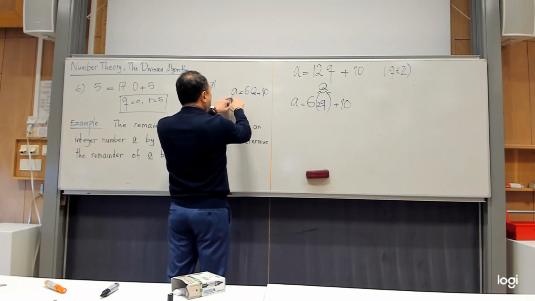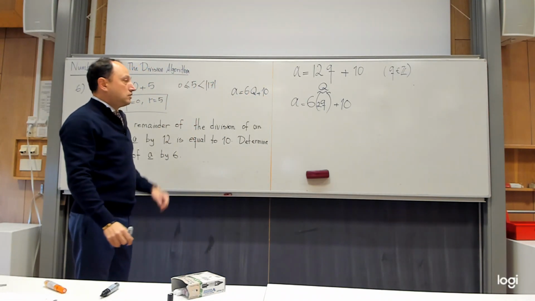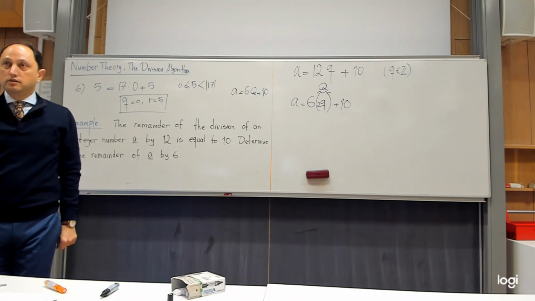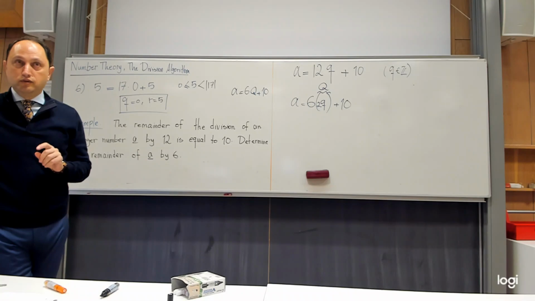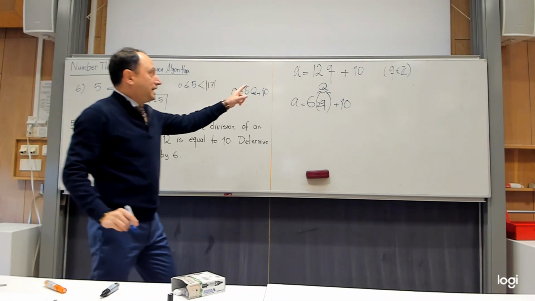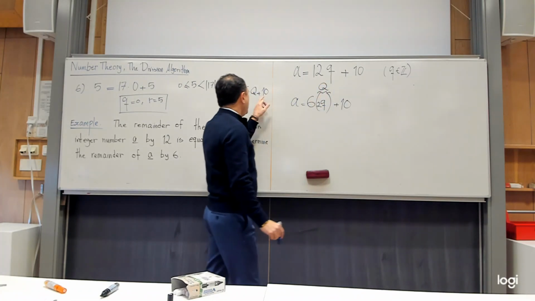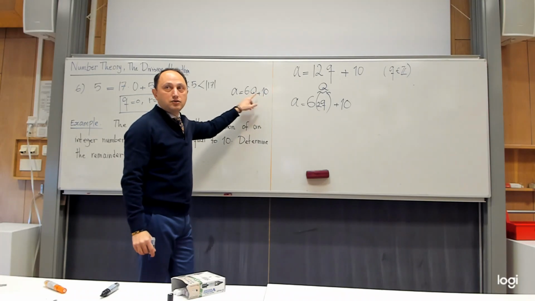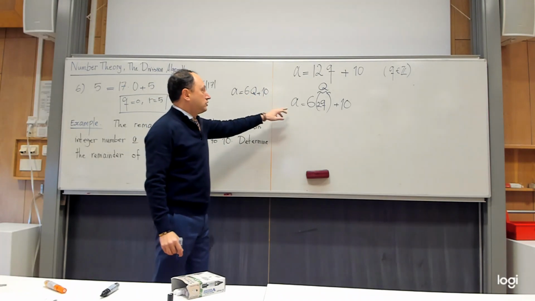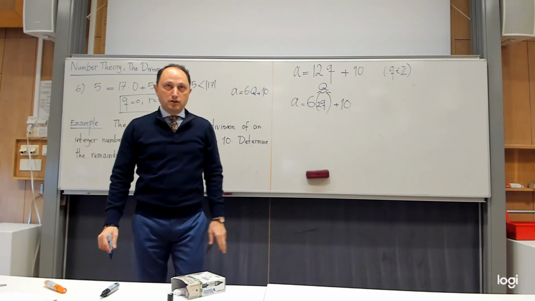And I say that now it seems that I have divided A by 6 and I got 10 as the remainder. Do you accept that 10 is also the remainder for this new case? Yes, yes. No. Be careful. For 12, 10 was good because 10 was smaller than 12. But here 10 cannot be the remainder by 6 because 10 is greater than 6. So even though what I have written is correct, my conclusion that 10 is the remainder is not correct.